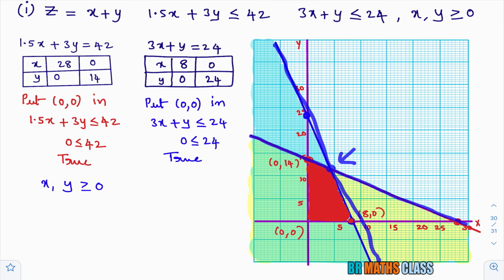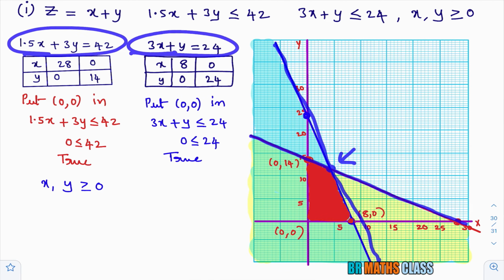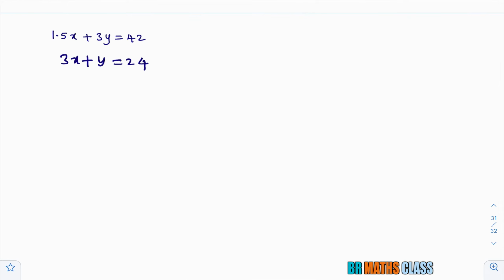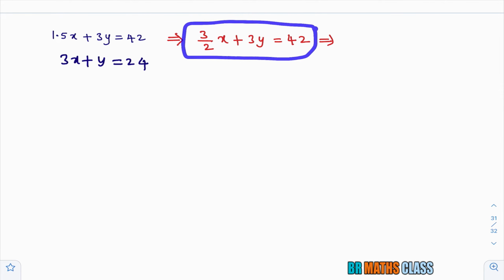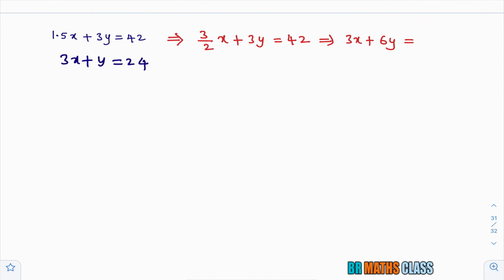So I'll solve these two lines to get that corner point. Here a little bit of simplification is there. This 1.5 is there, that I can write 3 by 2 into x plus 3y equal to 42. Now I'll multiply this complete equation with 2, then what you will get? You will get 3x plus 6y equal to 42 into 2, that is 84.